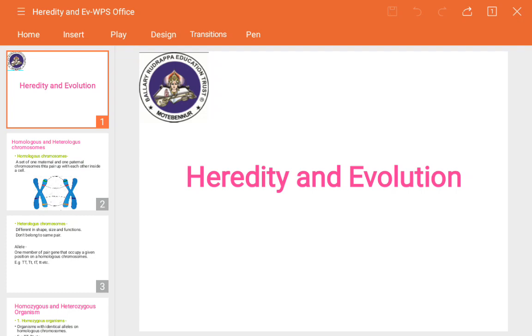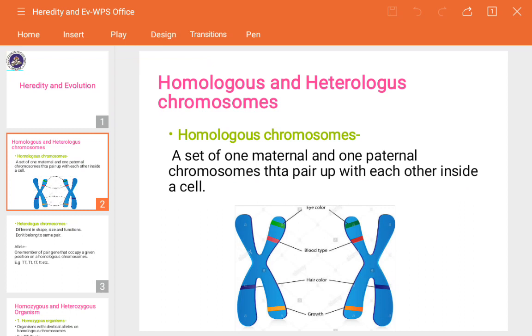So we will move towards our topic, that is homologous and heterologous chromosomes. See guys, what is meant by homologous and heterologous chromosome? I hope everyone knows what is meant by the chromosome. You have learned these things in the 9th standard or in lower classes also, the cell and cell organelle, is it?